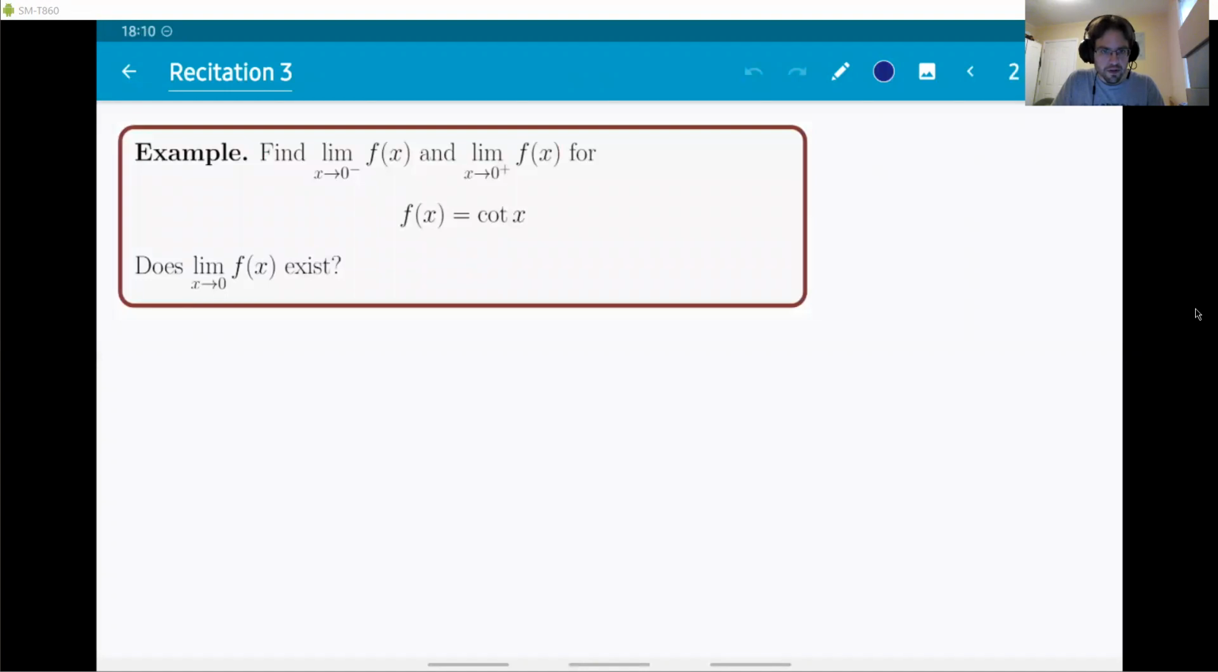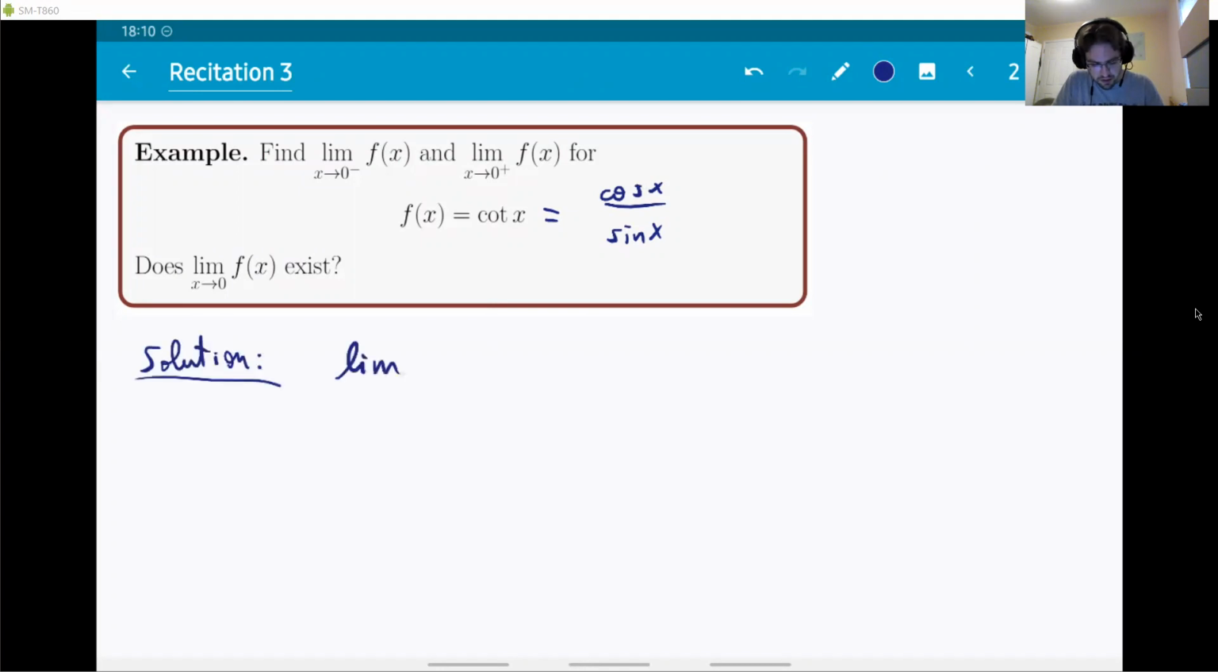So here we have a function which is cotangent, inverse of tangent, so that means cosine over sine. And we're talking about limits at 0. Talking about the lateral limits or one-sided limits and asking if they exist. So what happens in here?